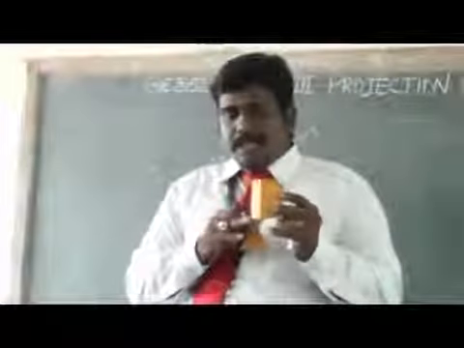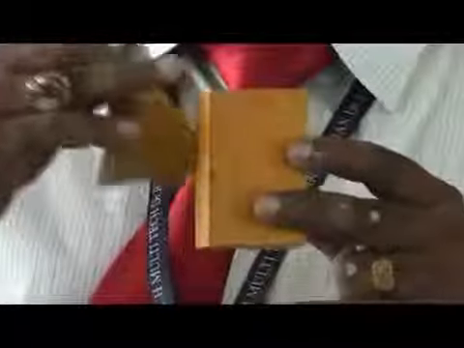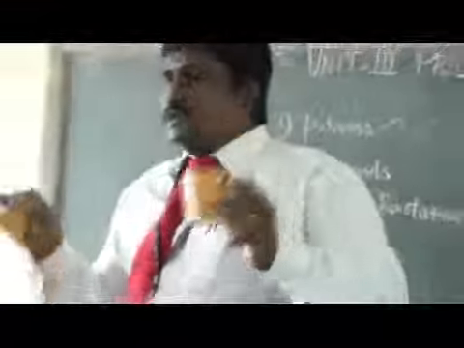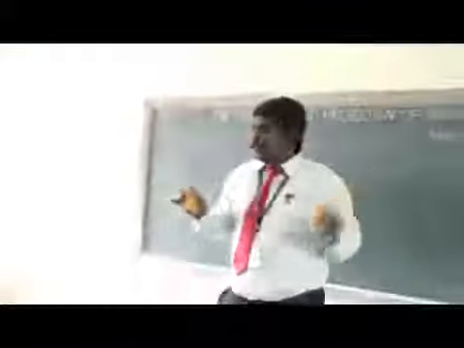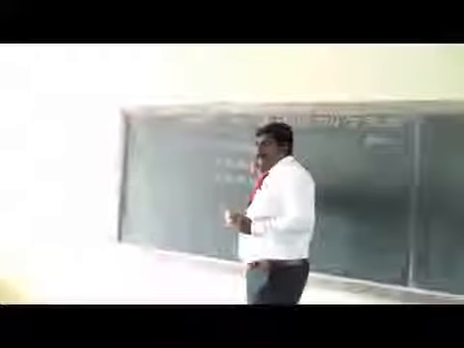So suppose you mark this as 1, 2, 3, 4, and this as P, Q, R, S, then corner 1 will connect to what? Corner P. So straightly it will be connected. Those will be the vertical edges. So this is how we see the difference between the prisms and the pyramids.